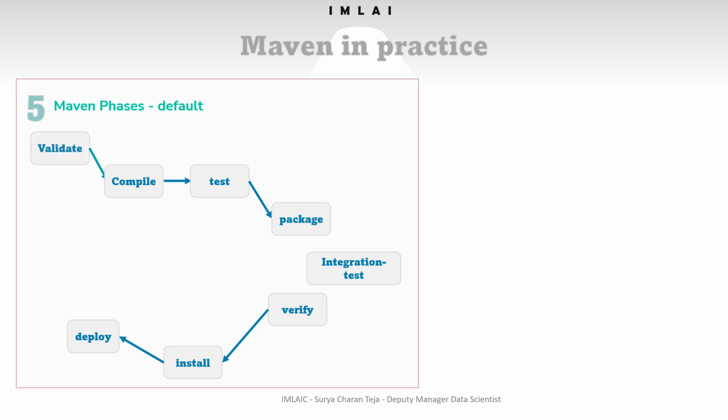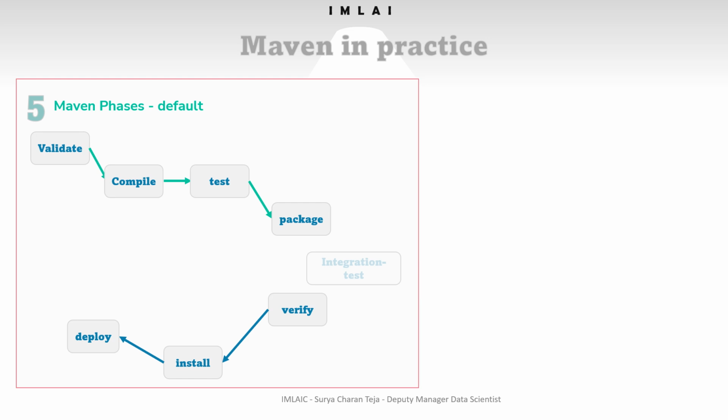Then the compile phase, so compile the source code of the project. And then we have the test phase, test the compiled source code using a suitable unit testing framework. We have used JUnit, so these tests should not require the code be packaged or deployed. Then we'll go to the package phase. So package, take the compiled code and package it in the distributable format such as jar or war.